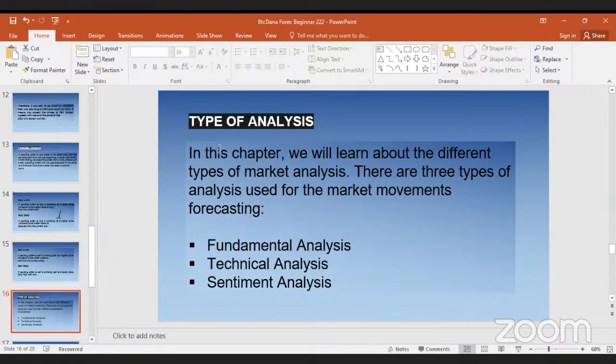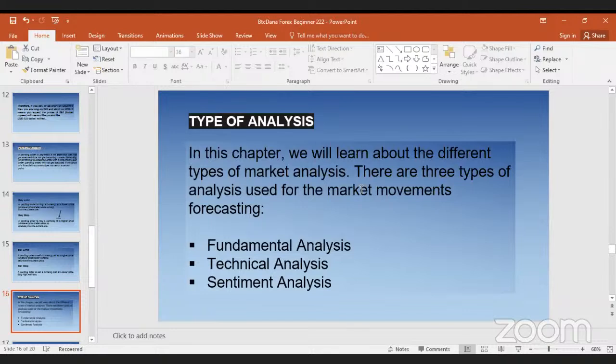So let's continue. Now we have analysis. Now we have come to the analytical aspect of forex trading. Okay, so we have analysis in the market, and we have three types of analysis actually. So in this section now, we will learn about the different types of market analysis. Okay, like I said, there are three types of analysis used in market movement forecasting.